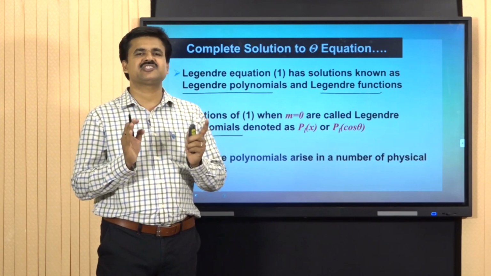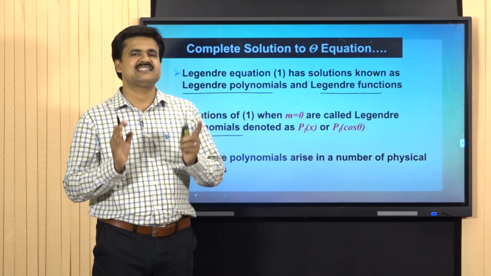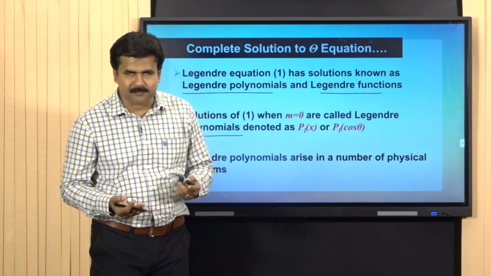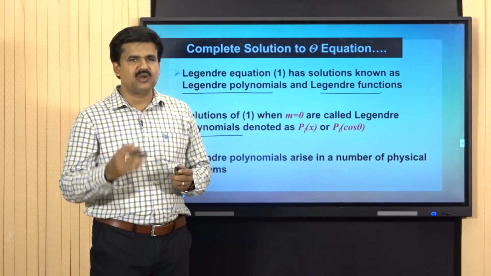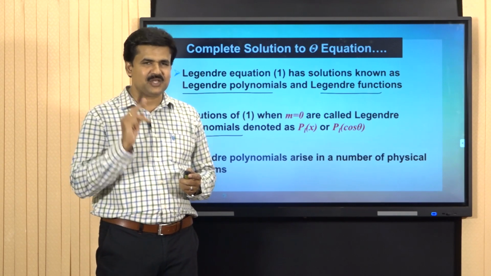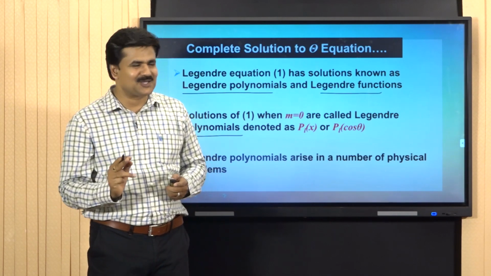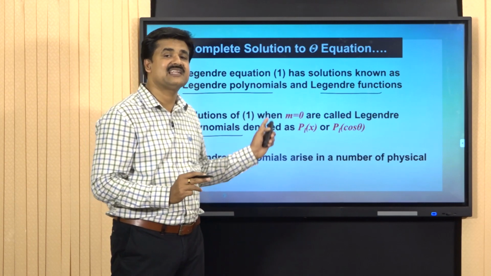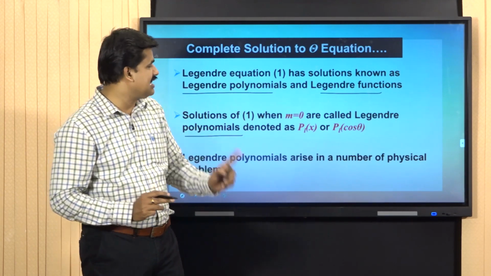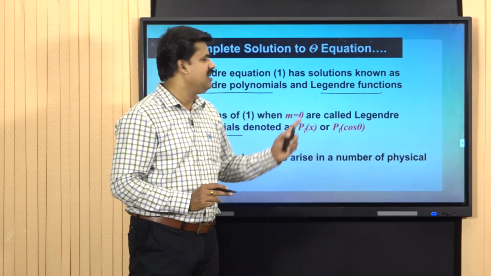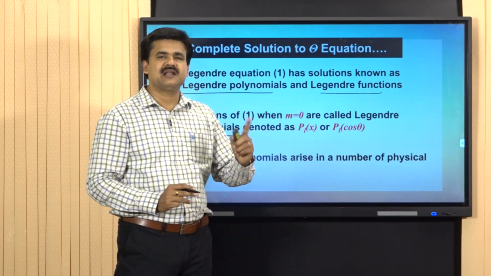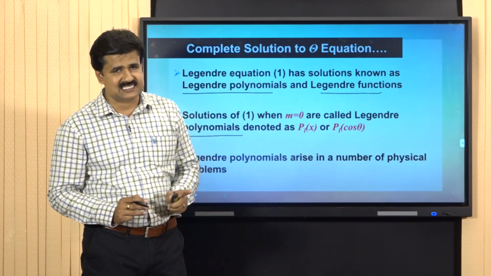The theta equation of the rigid rotator is known as the Legendre equation. The Legendre equation contains a parameter m. When m is equal to 0, the Legendre equation has some solutions, and the solutions of the Legendre equation when m is equal to 0 are known as the Legendre polynomials. A Legendre polynomial is denoted as PL(x). We know x is equal to cos theta. Therefore, PL(x) can be represented as PL(cos theta).